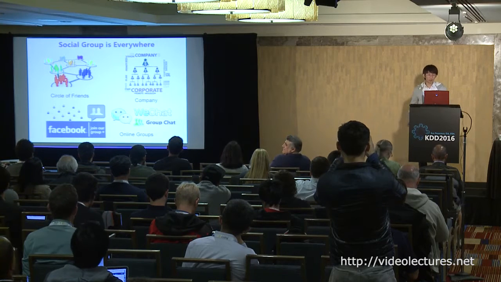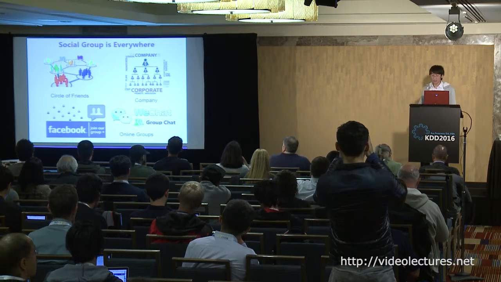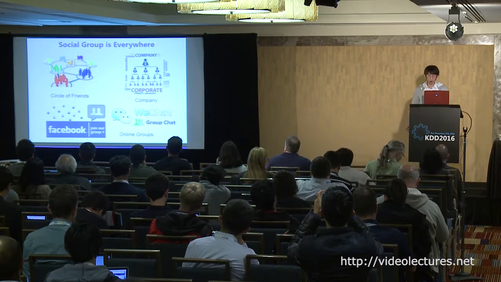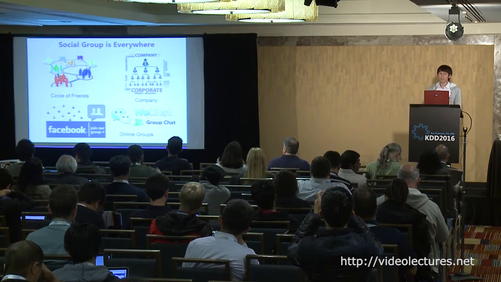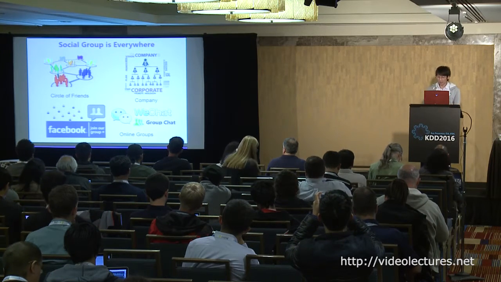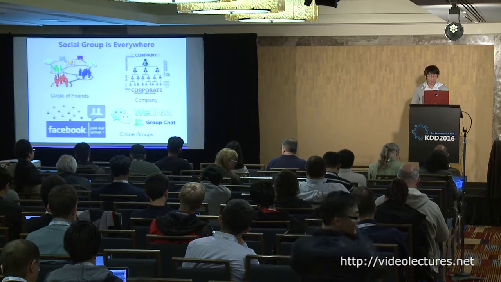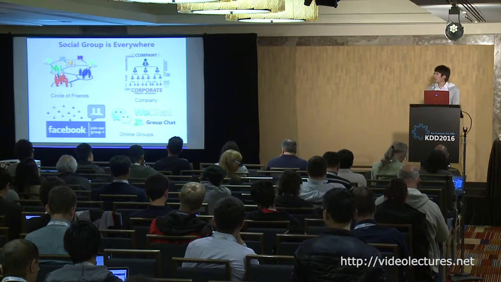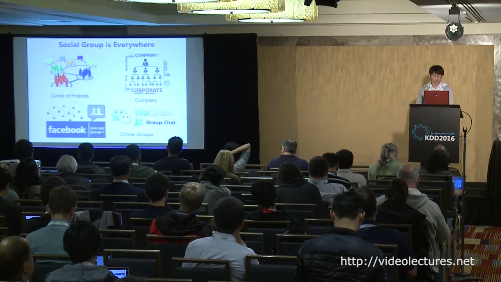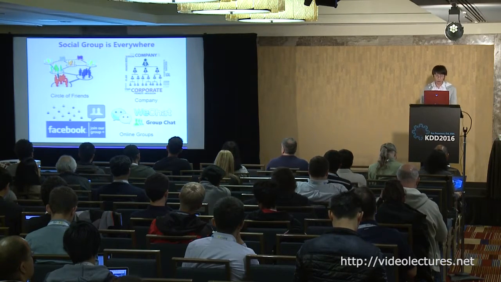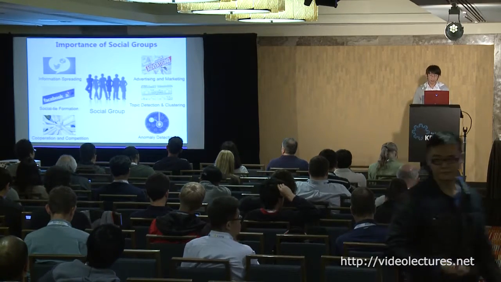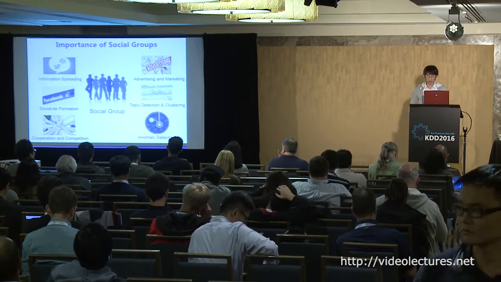We know forming social group is an inherent human nature, and there are various kinds of groups all over the world. In our life, we have circle of friends, and in our society, we established a lot of companies and associations. And on the internet, we also have different kinds of groups in different social networks, such as Facebook or WeChat. Group is everywhere, and it is also a very important topic in both research and industry.